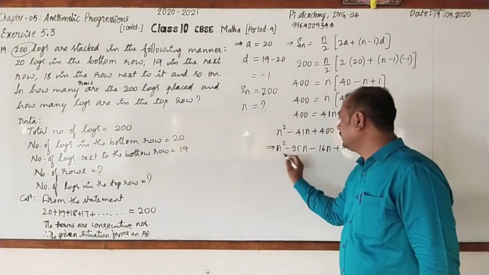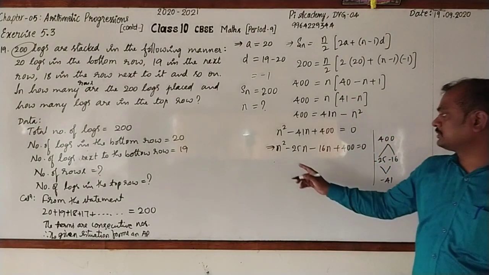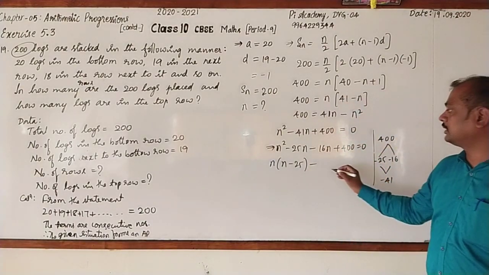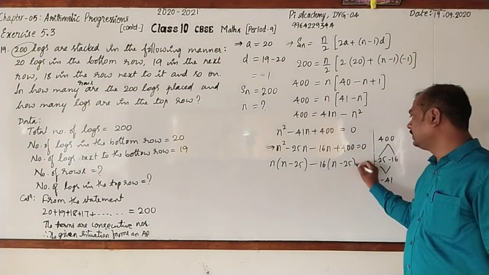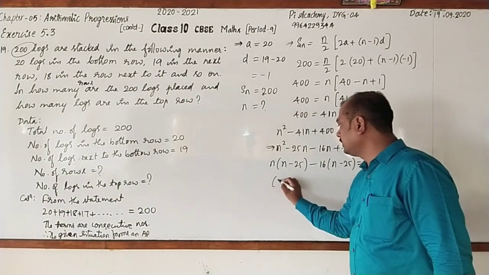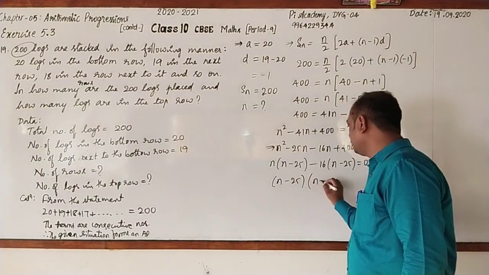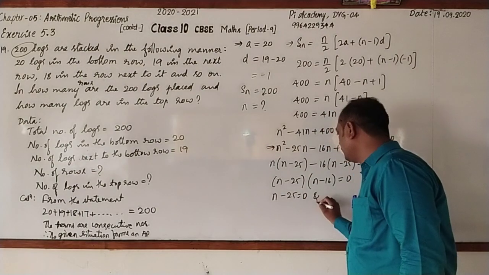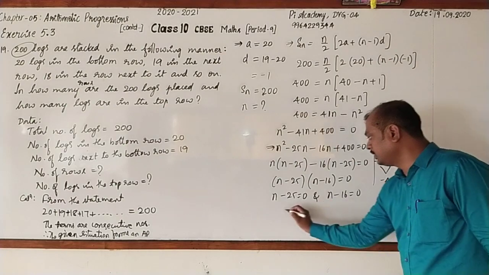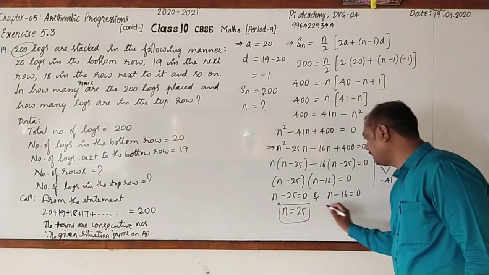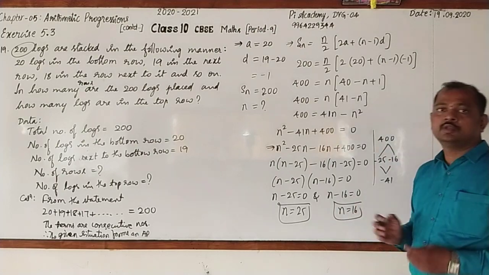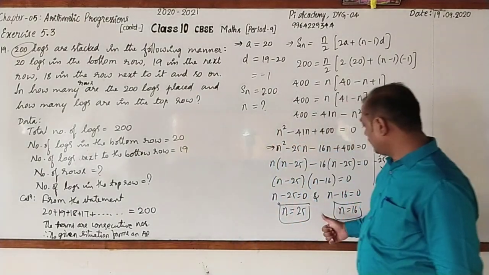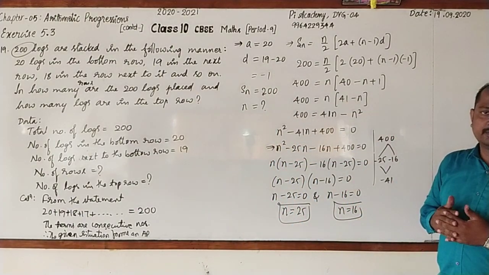Then group them by taking two terms. In the first two terms n is a common factor: n into (n minus 25). In the next two terms 16 is a common factor: minus 16 into (n minus 25) equal to 0. In the whole statement, (n minus 25) into (n minus 16) equals 0. Then solve n minus 25 equals 0 and n minus 16 equals 0. n equals 25 and n equals 16. So from this we can come to know there are 25 or 16 rows. But which one is correct?